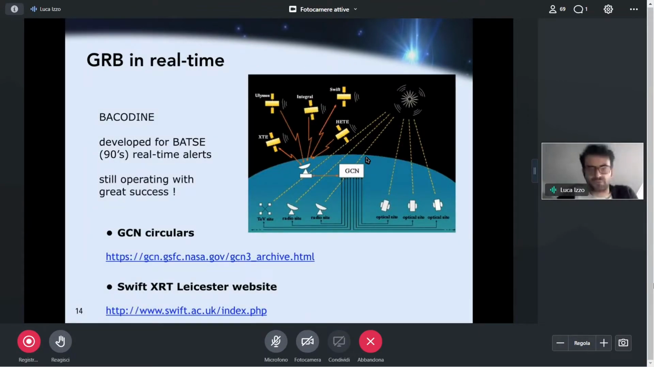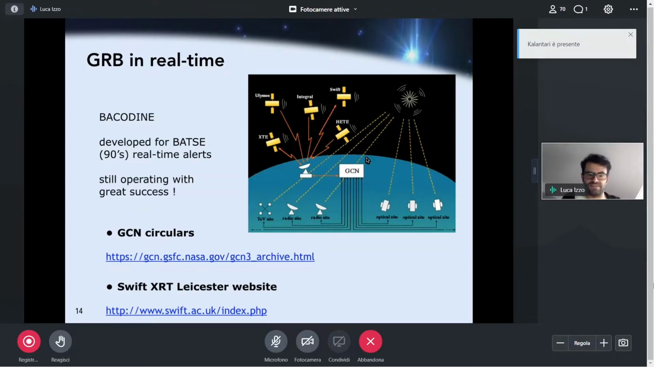I would like to concentrate mainly on something more practical, for example, what we generally do when we have a detection of a gamma ray burst, and how we can react in real time to get the most precious information from them, given that they decay very quickly.